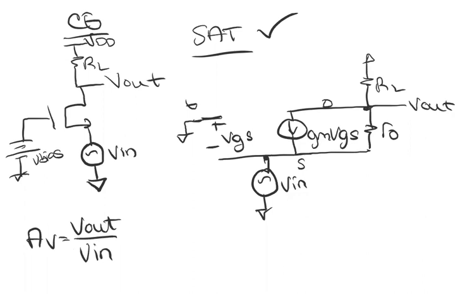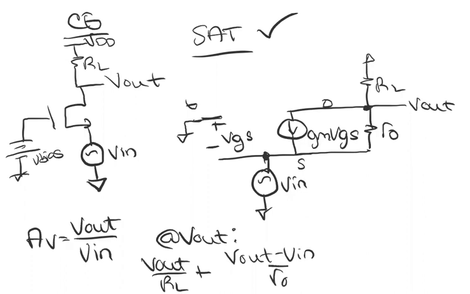So at my output node, I'm going to write my KCL equation first. So at V out, I have V out over RL as the current going through the load resistor RL. For the current going through r0, I have V out minus V in over r0, because V in is at the source.